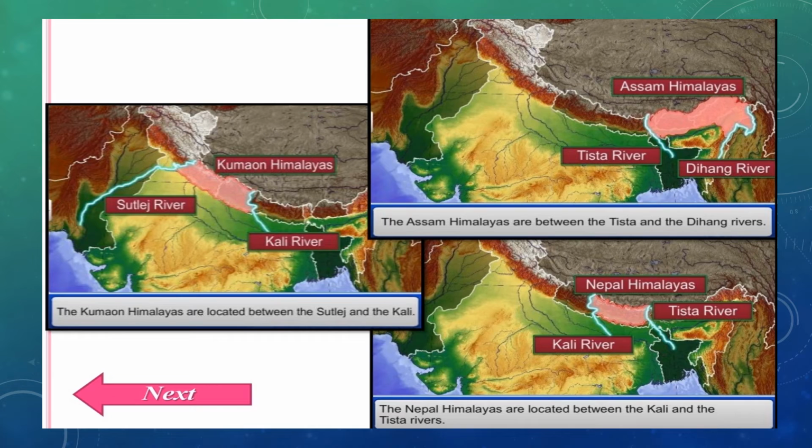And here is a clear image for you to see. In fact, three images. The bottommost image talks about the Nepal Himalayas between the Kali and Tista rivers. The left image shows you the Kumaon Himalayas located between the Satluj and Kali rivers. And the Assam Himalayas are shown at the top between the Tista and Dihang rivers.